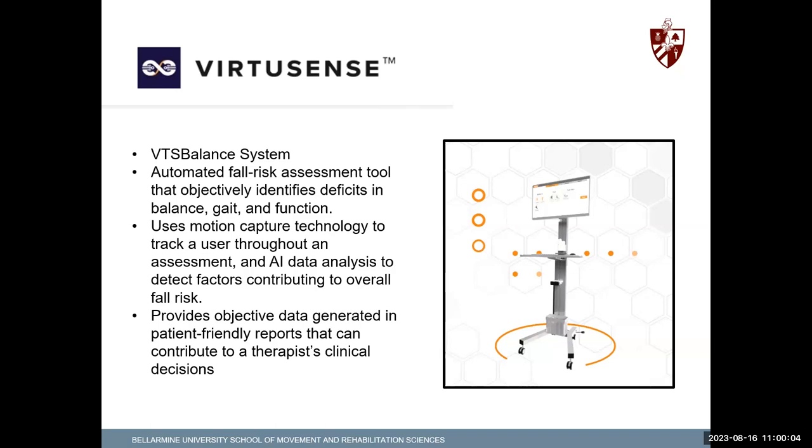So the VTS Balance System uses motion capture technology. It video records movement performed during some of the outcome measures that I mentioned on the previous slide. This photo that you see here on the slide, I clipped from their website. In it, you can see there, the video camera is mounted here on the stand. There's a keyboard and a laptop and then a screen or monitor that shows the data that's being collected.